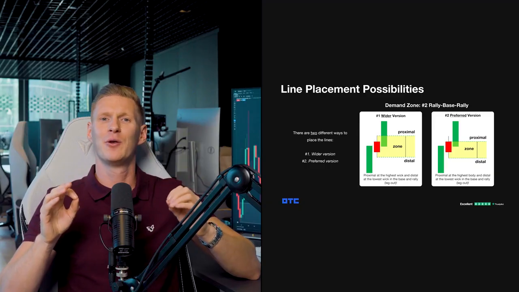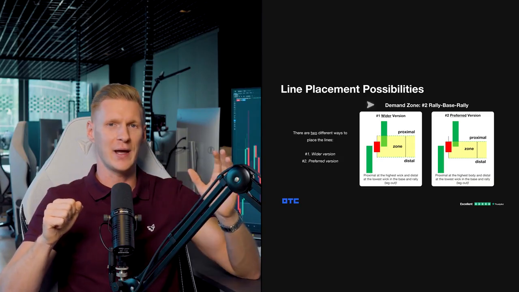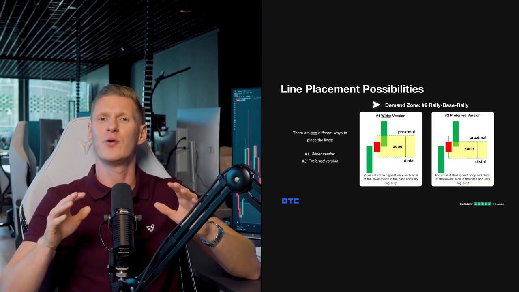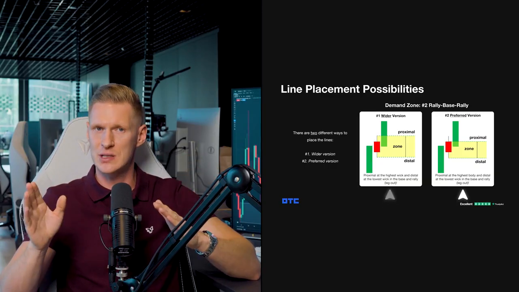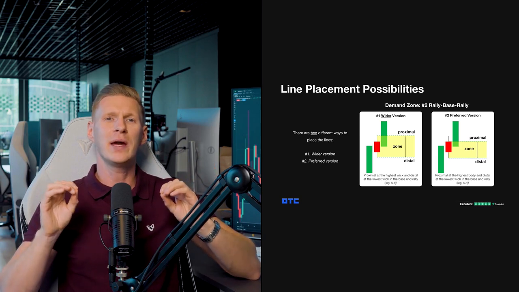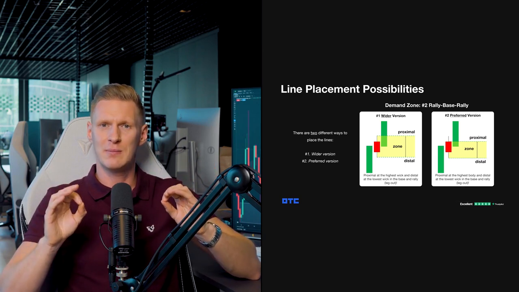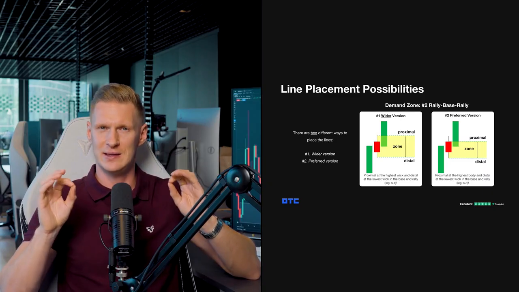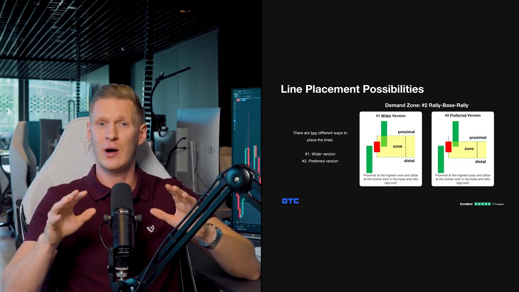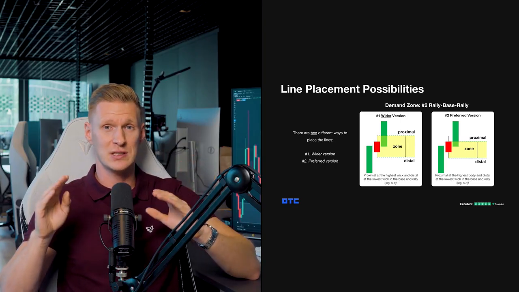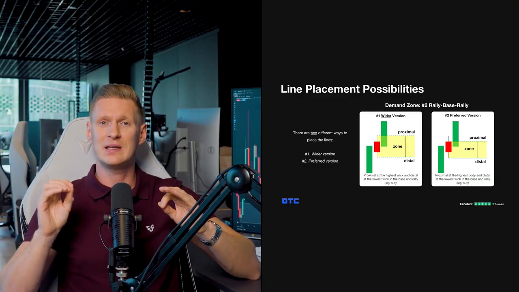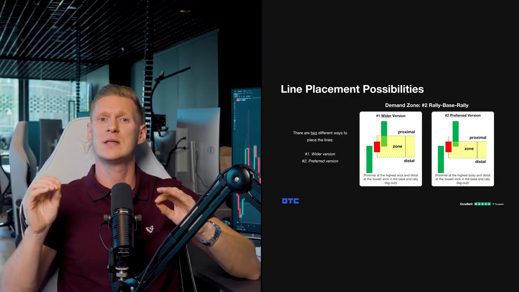In this example, we are looking at the second demand formation, the rally base rally. Just like before, there's a wider version and a preferred version for placing the proximal and distal lines. In the wider version, you'd place the proximal line at the highest wick and the distal line at the lowest wick found in the base. The preferred approach, however, lowers the proximal line to the highest body while keeping the distal line at the lowest wick. This remains true even if the base is made up of multiple candles.